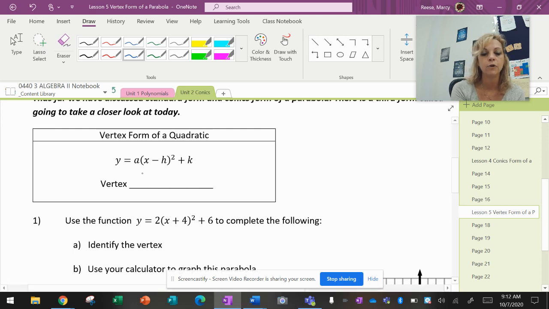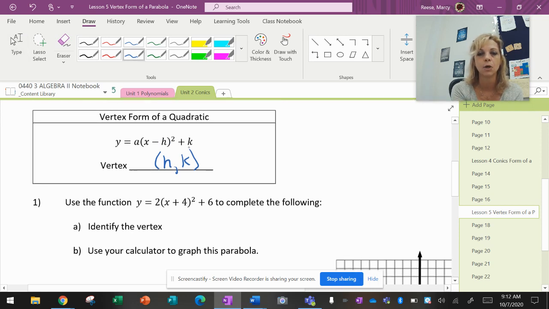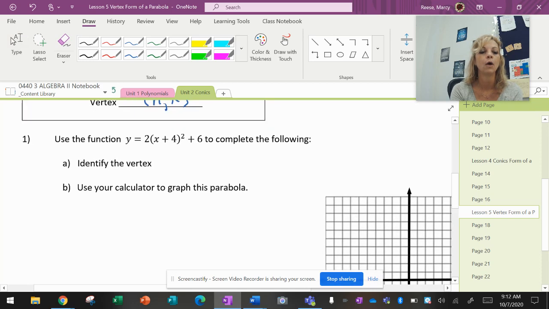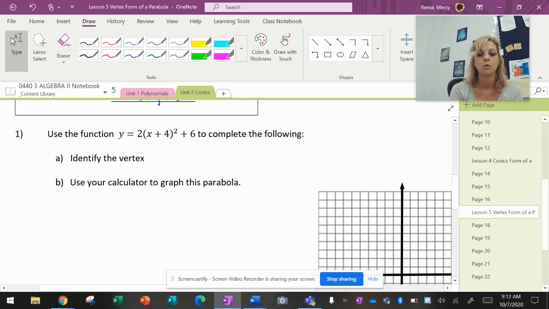All right, so the vertex is the turning point, which is the h and the k, same as it is for the conic. And remember, when you're inside a set of parentheses, you're always opposite. So you see how it says x minus h squared? When it comes out, it's a positive. And then the one on the outside is always going to be k, the same sign as whatever it is. So if it's a plus 6, it literally is going to stay a 6. Okay, so use the function y equals 2(x plus 4) squared plus 6 to complete the following.